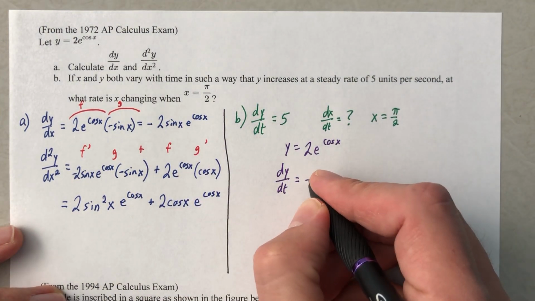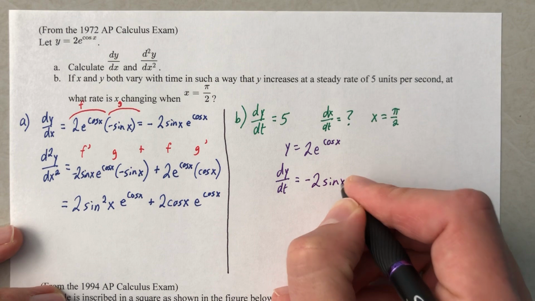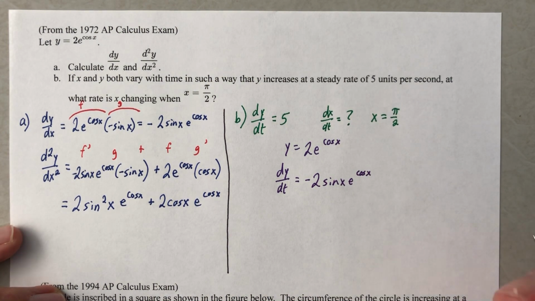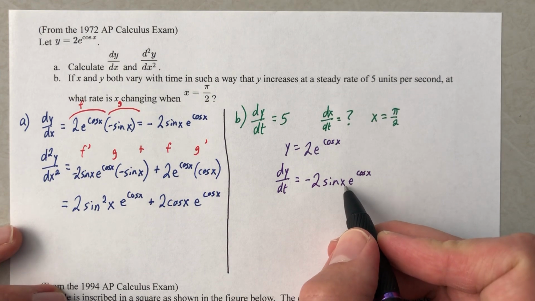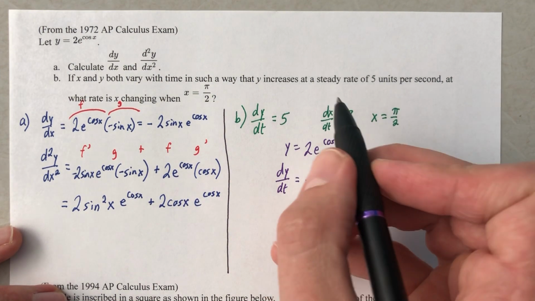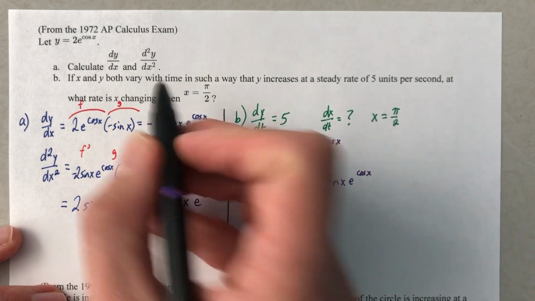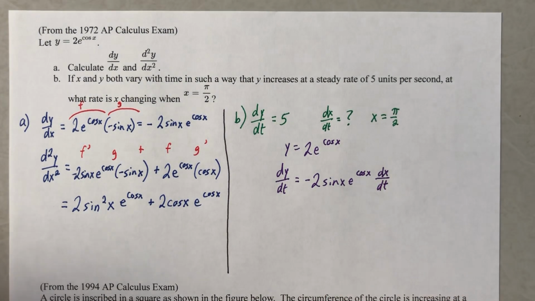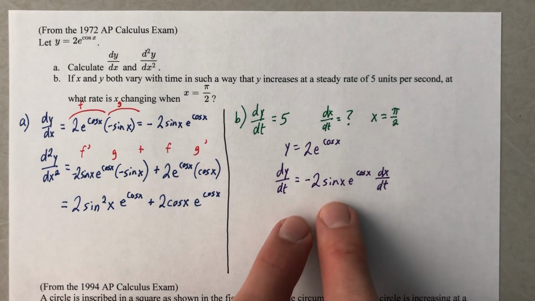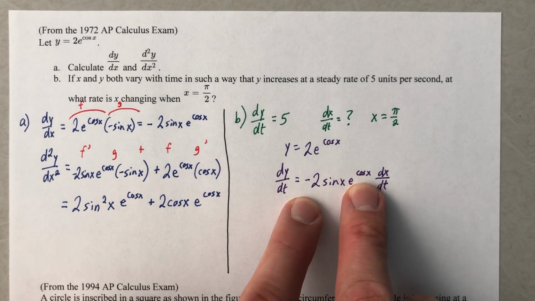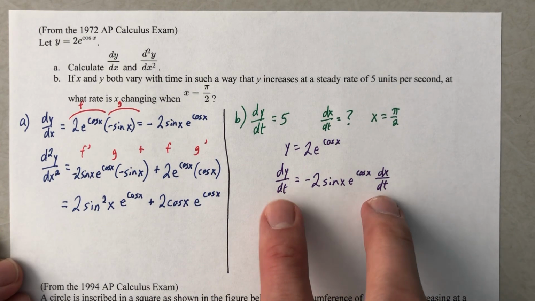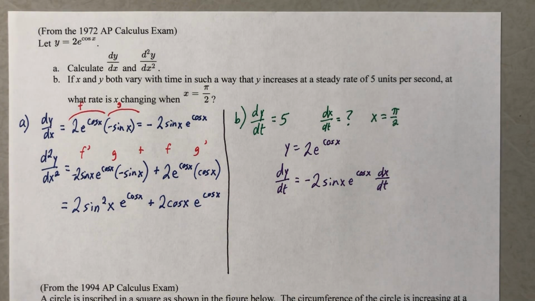So it is negative 2 sine x e to the cosine x, but in the process of doing so, you took the derivative of x with respect to time. So you need this. And that's why we sort of had to do it again. We knew the guts of it, but we also needed to do it again so we would have these. Okay, you don't have to write it all out again, but there it is. Okay, let's figure this out.